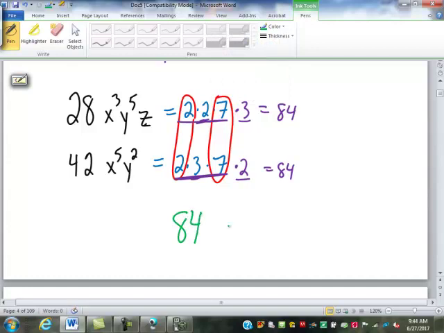So we've got 84, and then what? Yep. Y to the 5th. And then just z. Even though there isn't a z here, there's a z up here, and the larger power is z to the 1, or just z.